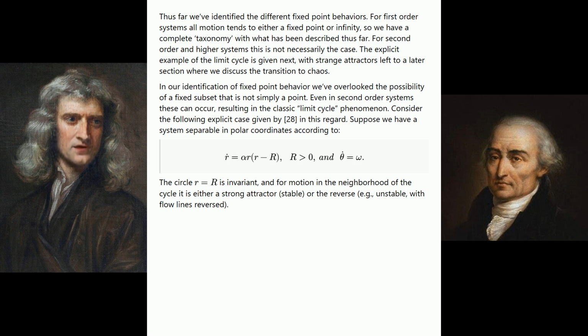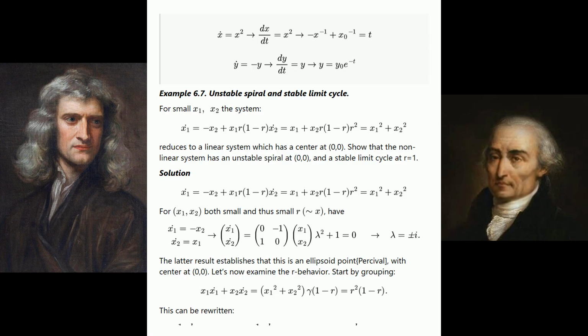Consider the following explicit case given in this regard. Suppose we have a system separable in polar coordinates according to, see the next equation. The circle R equals R sub 0 is invariant, and for motion in the neighborhood of the cycle it is either a strong attractor, stable, or the reverse, e.g. unstable, with flow lines reversed. See the equation shown.